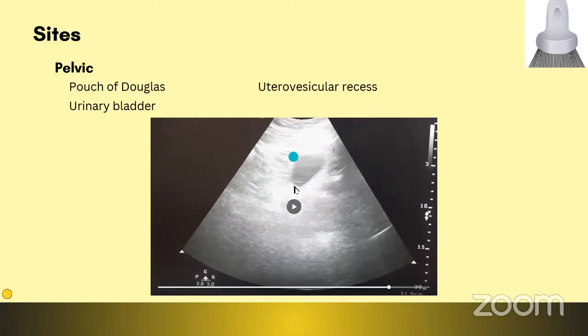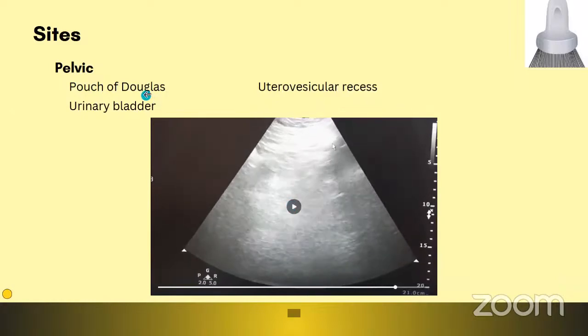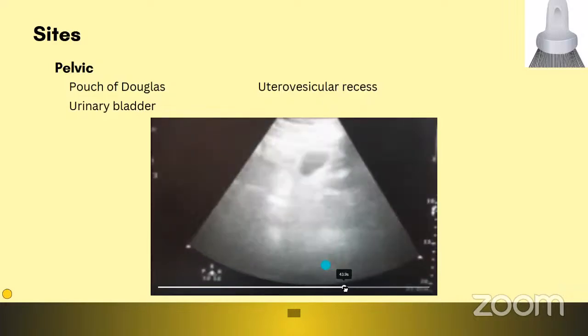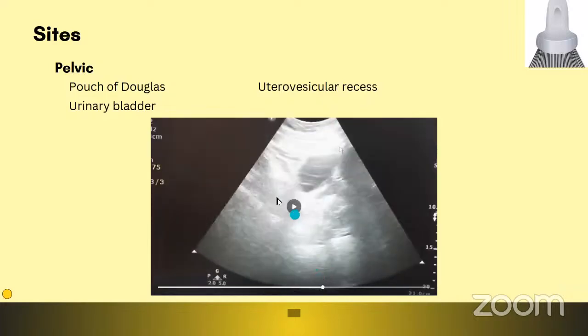Okay. So along with the urinary bladder, we also see something called the pouch of Douglas. Pouch of Douglas, other name in men, it is rectovesicular pouch, and in women, it is rectouterine pouch. So if we have rectum here, and there is peritoneal covering like this.